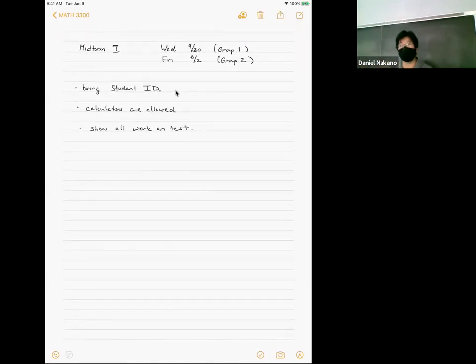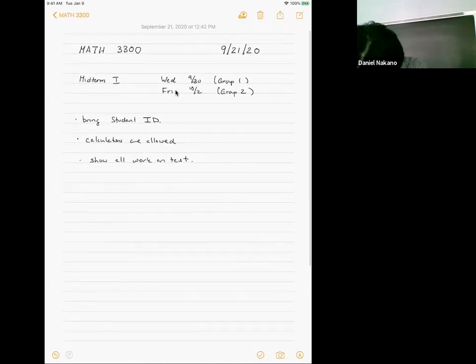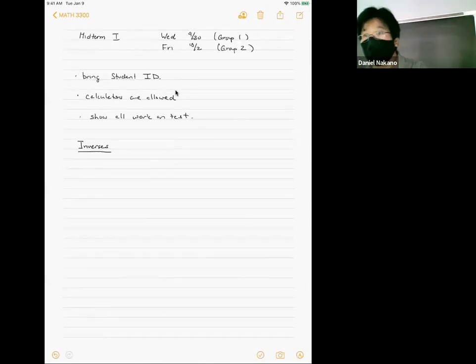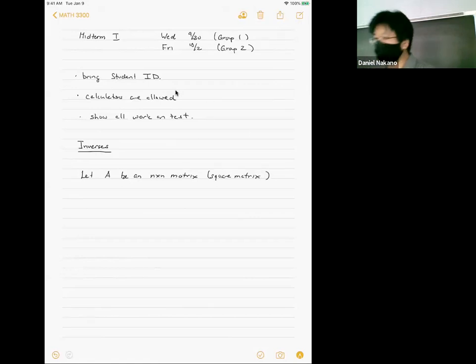So let's back up a little bit. Last time we were talking about the idea of inverses. All right, so we start out with the following framework. Let A, B be n by n matrices. So we're only dealing with square matrices here. Okay? So the number of rows and number of columns are the same.